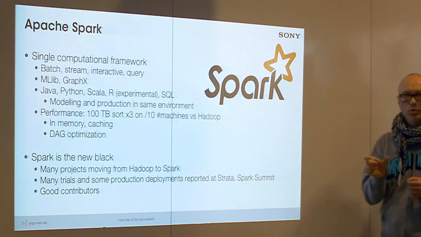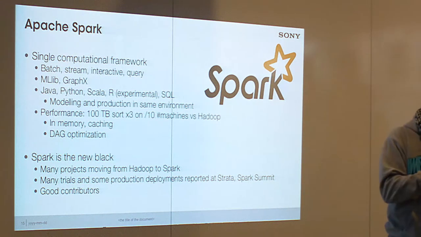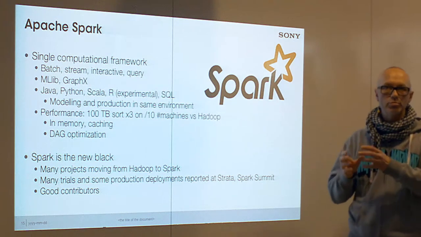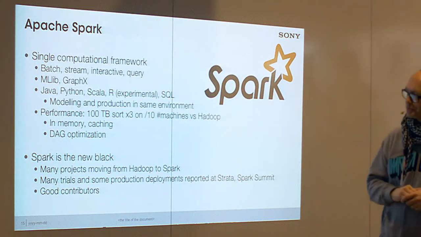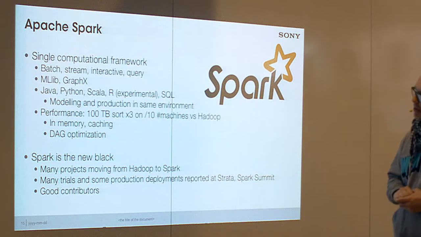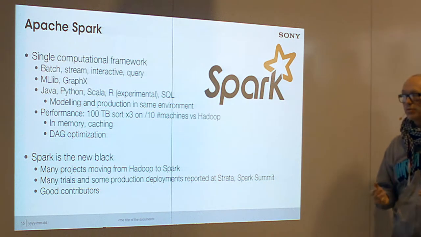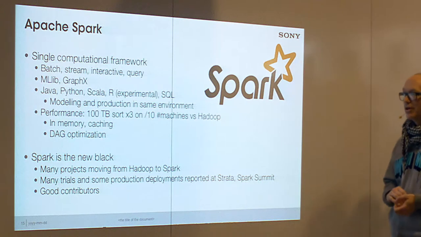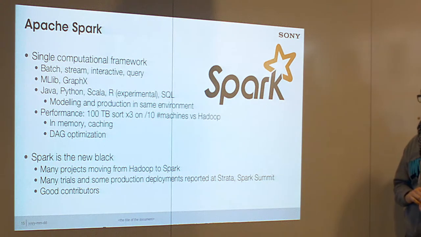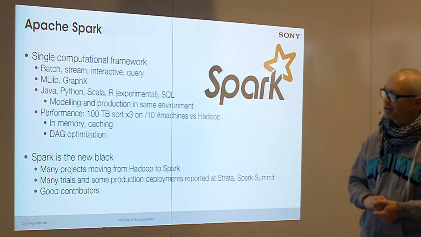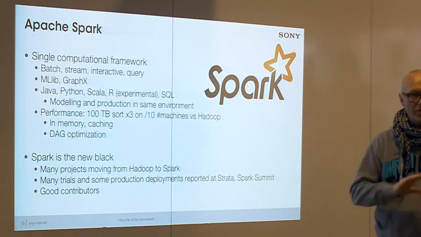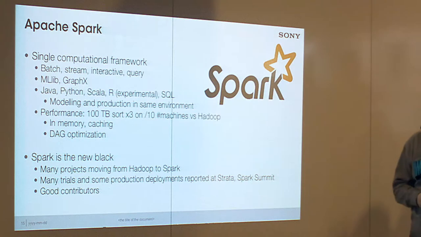One really important thing is that you can do modeling and production in the same environment. The step from the exploratory prototyping phase to the production phase is really small compared to doing modeling in R or Python scikit and then trying to productify that through a Java implementation. Really important step. And of course, the performance of Spark is quite spectacular. They did a 100 terabyte sort 3 times faster on 10 times fewer machines than Hadoop had achieved. It does this through much more in-memory processing rather than writing a lot to disk, and caching, and doing optimizations on what you're going to compute.